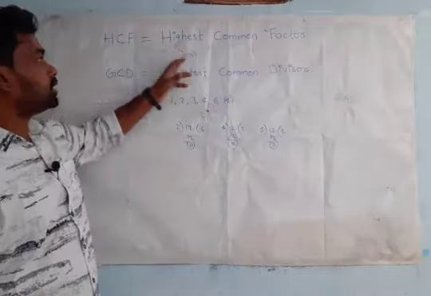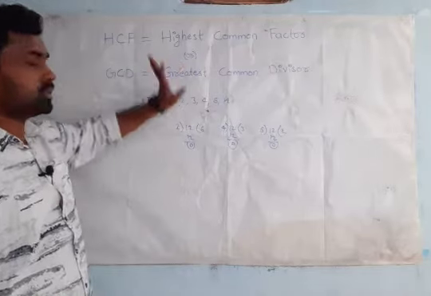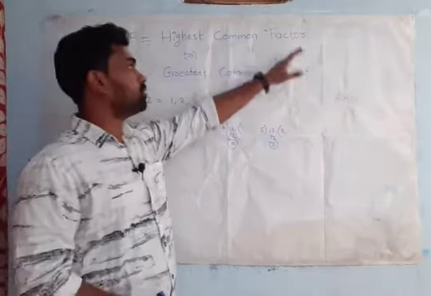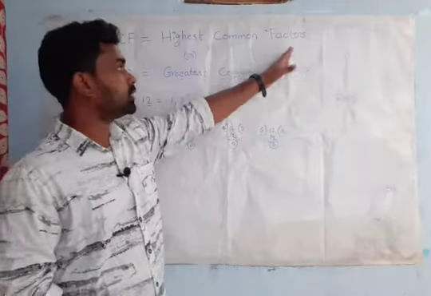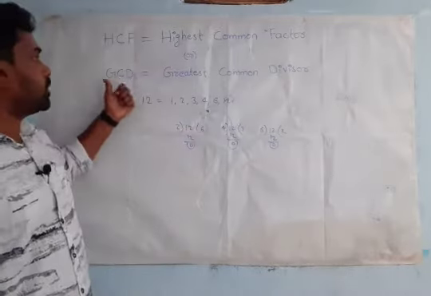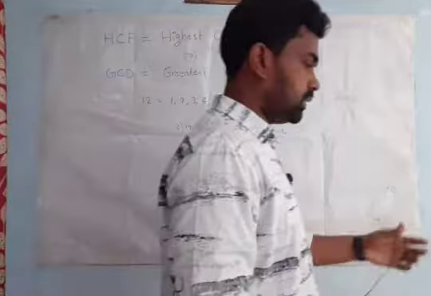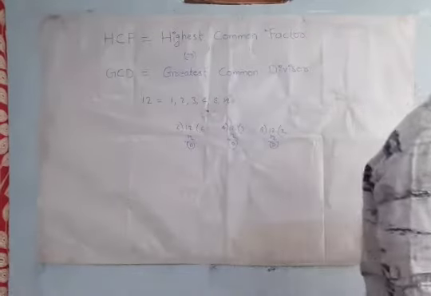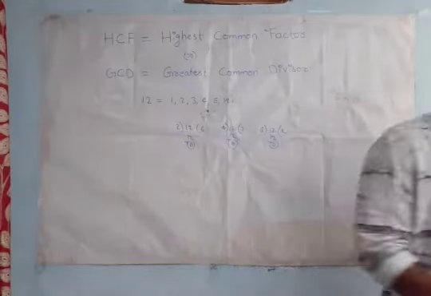In place of highest, they said greatest. The meaning is the same, highest and greatest. Here the word looks somewhat different, but the meaning is the same. Factors and divisors are both the same. So this is also called GCD, greatest common divisor. Now let us see some problems on HCF. How do we find the HCF? Okay, just a minute.